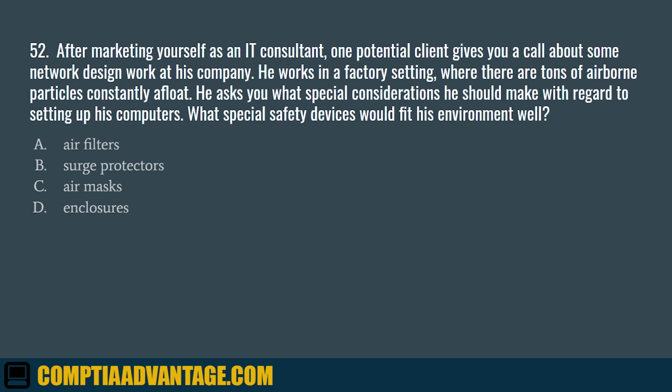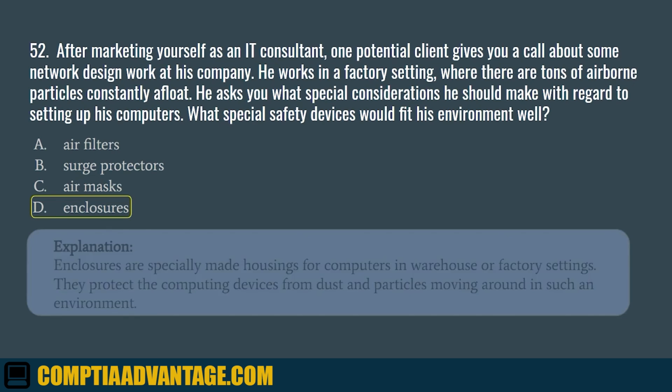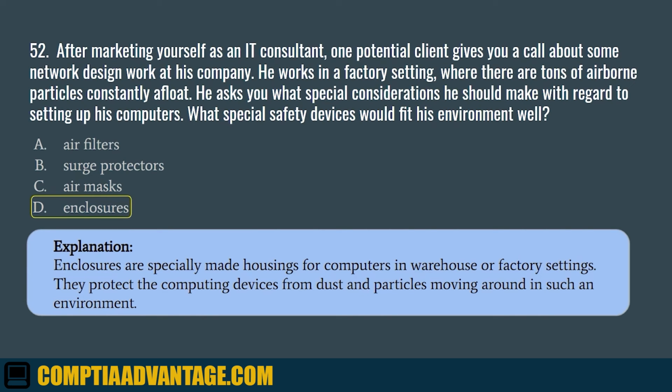A. Air filters. B. Surge protectors. C. Air masks. D. Enclosures. The correct answer is D. Enclosures. Enclosures are specially made housings for computers in warehouse or factory settings. They protect the computing devices from dust and particles moving around in such an environment.